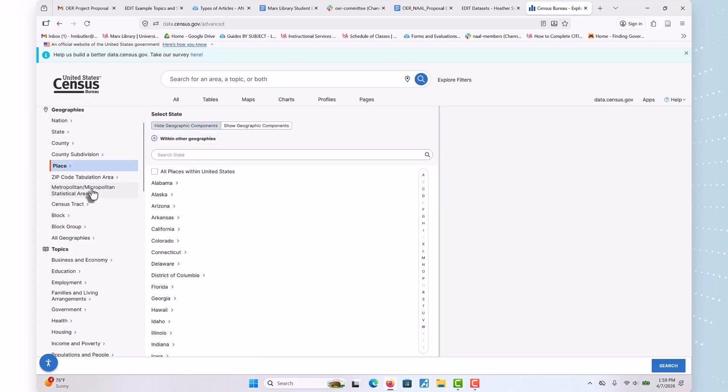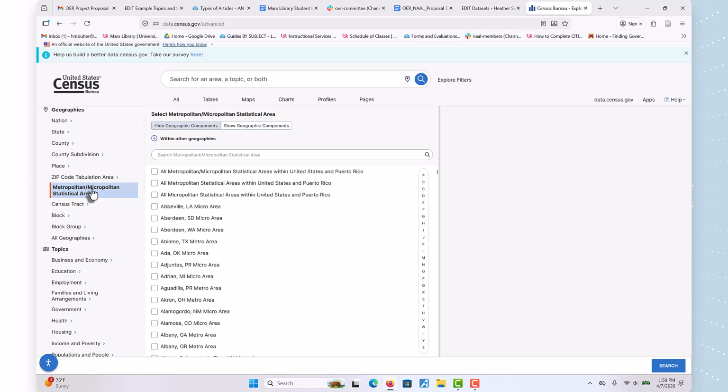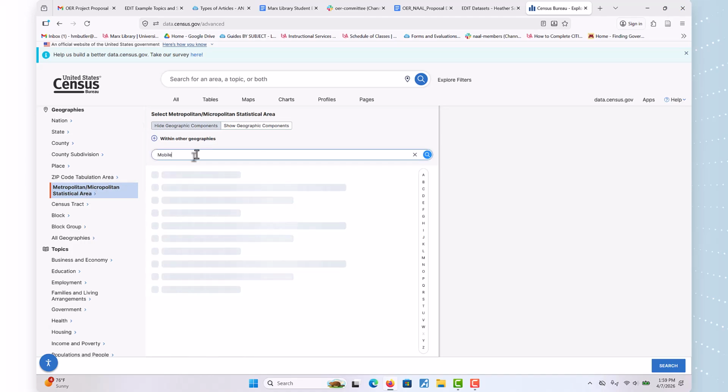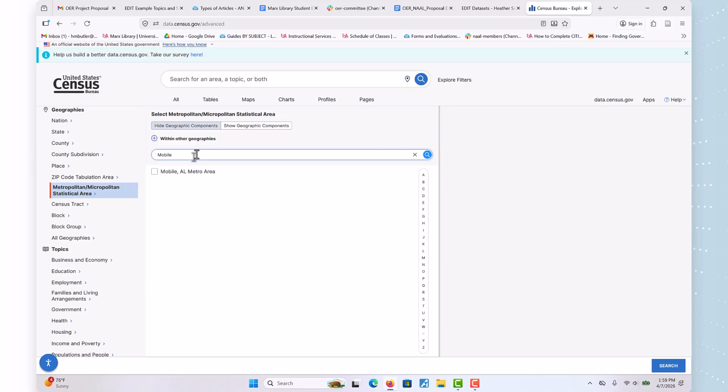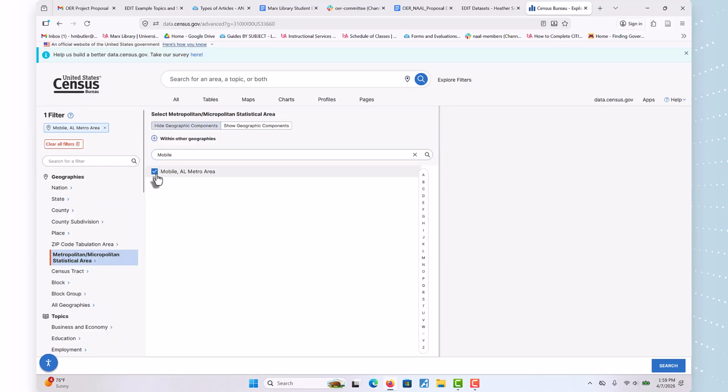For us, we are actually going to look at Mobile, Alabama together. So what we can do is we have pulled up the right section of looking at metropolitan areas, and then we are going to look at Mobile. So we can just select it and it's added as one of our filters.